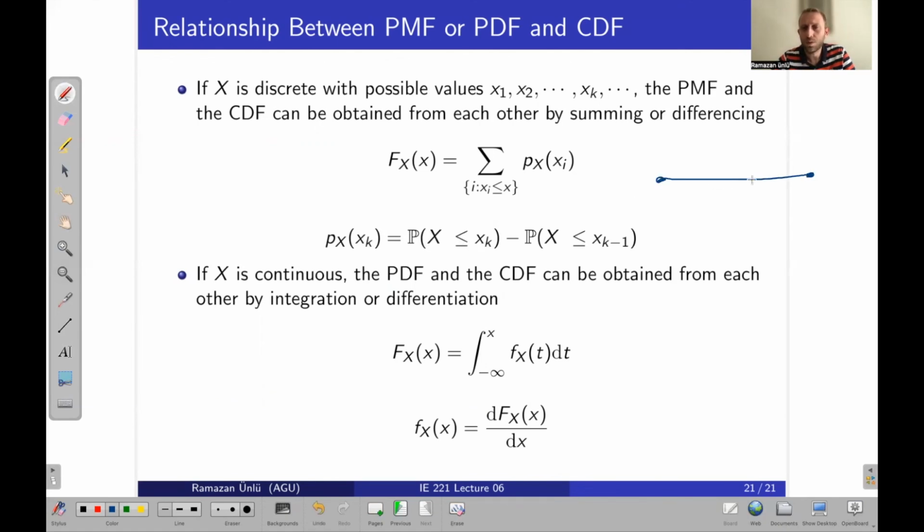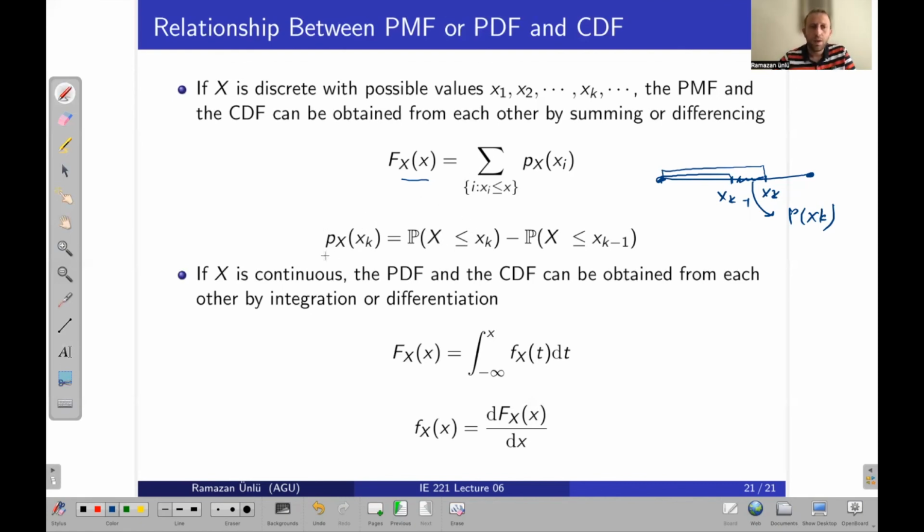Okay, so let's say this is xk and this is xk minus 1. If you take this part and subtract this one, you will get this one, and this one will be equal to the probability of xk. Okay, so if you know the CDF, you can calculate the particular probability, which corresponds to the PMF, or if you know the PMF, you can calculate the CDF.